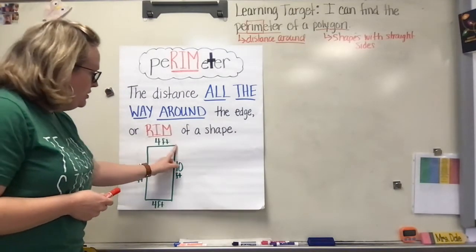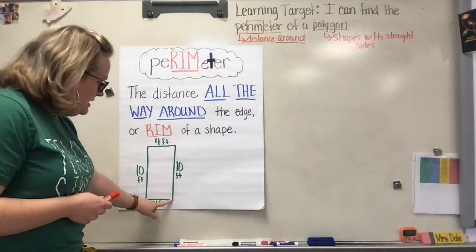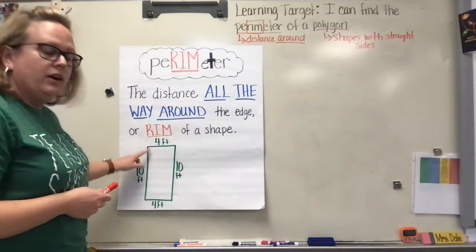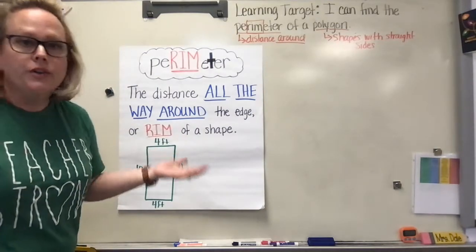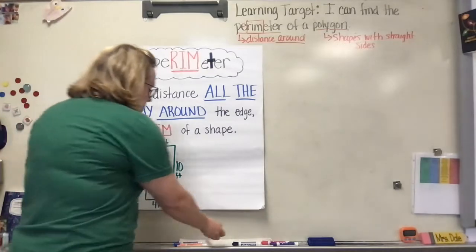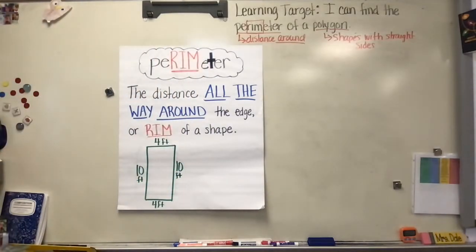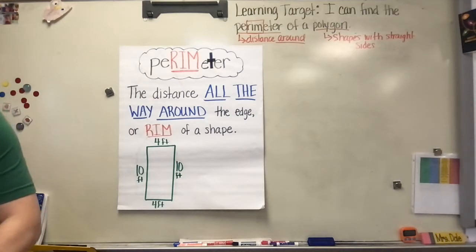And if we wanted to find the perimeter of it, we would have to find the distance to go all the way around this yard, or all the way around the edge or the rim. So we would think about how many sides there are on that polygon. Show me with your fingers. How many sides are there?